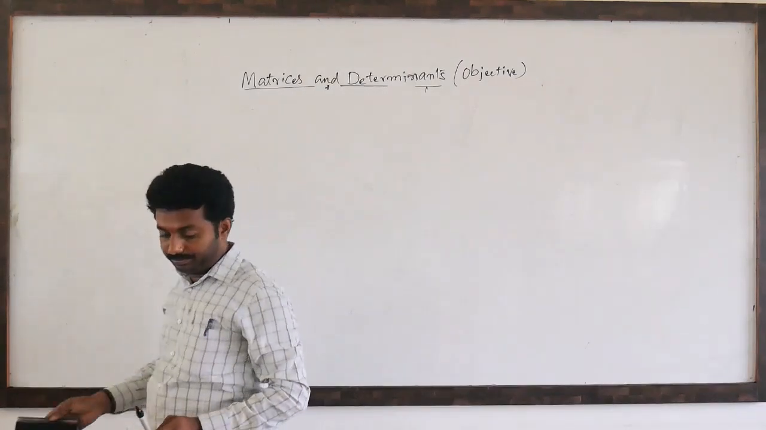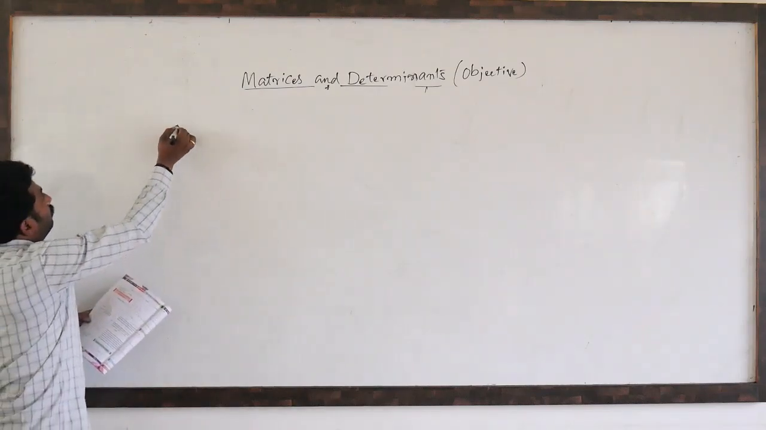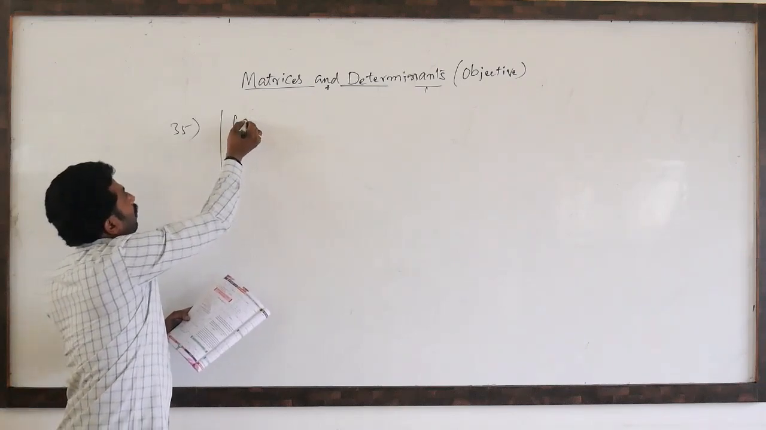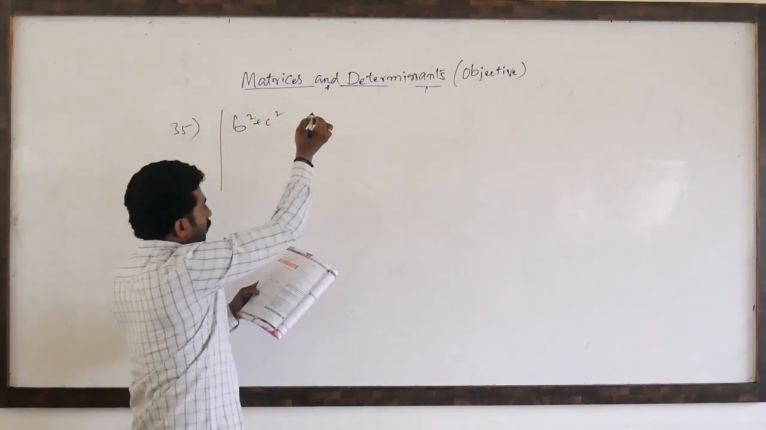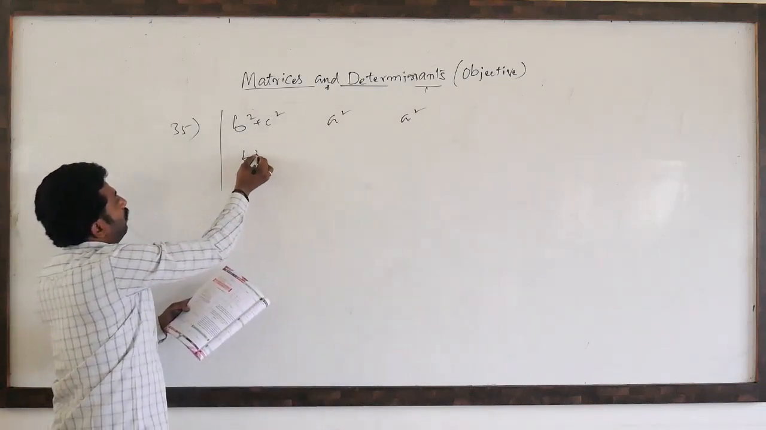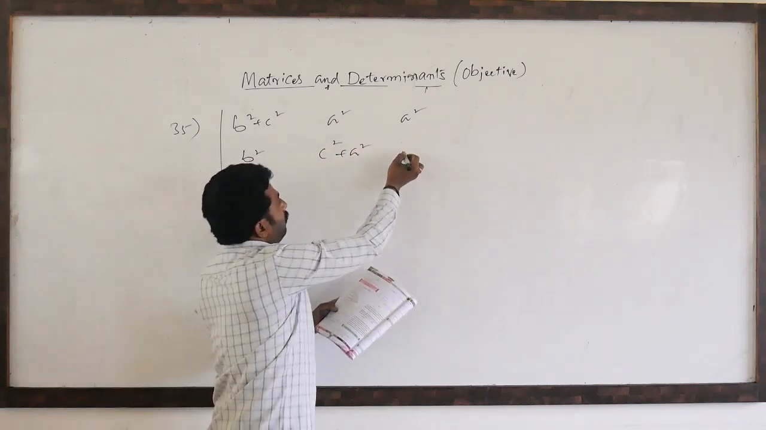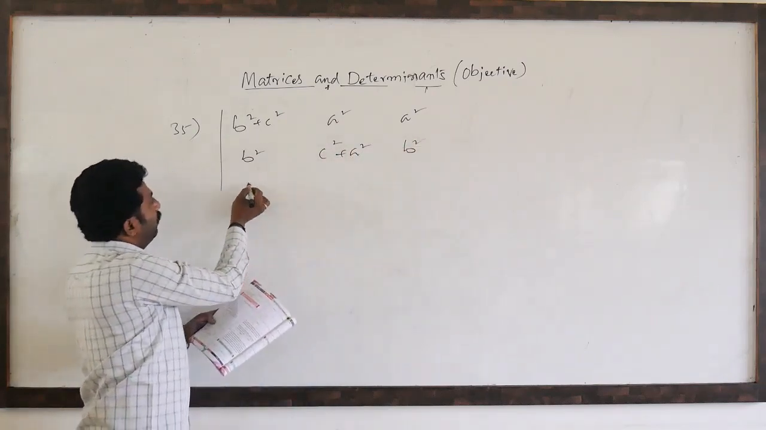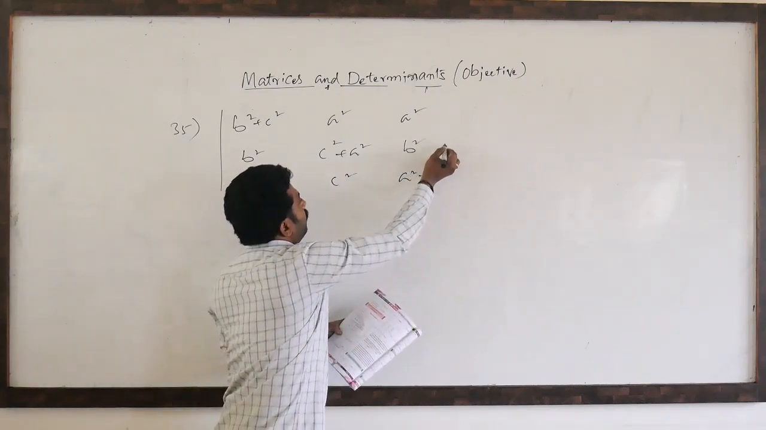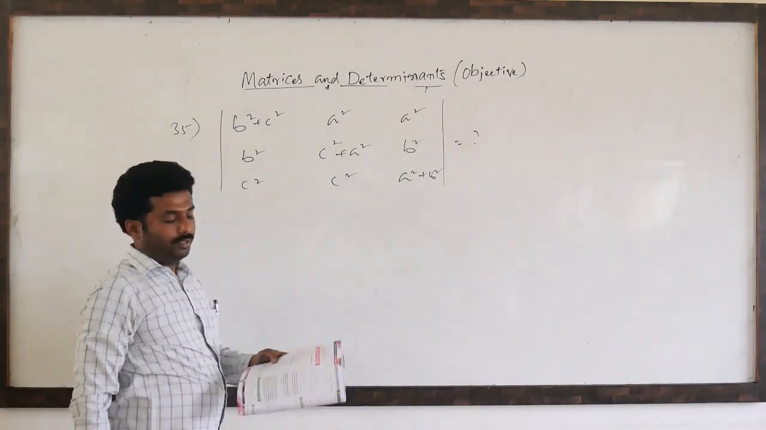Question 35. Determinant of b square plus c square, a square, a square; b square, c square plus a square, b square; c square, c square, a square plus b square. They are asking for this determinant.